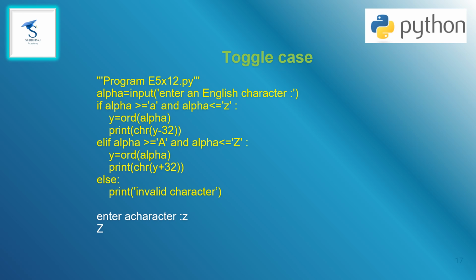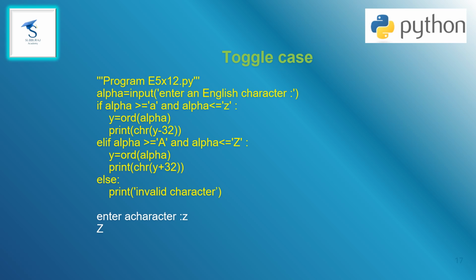This is the triple quote, meaning it's a comment statement. Now look, alpha is a variable name. That's the beauty of variables in Python. We don't specify whether it's a number or character or string, nothing. So alpha input, enter an English character. This is a message that will appear. Basically, eval is not there, only input is there.